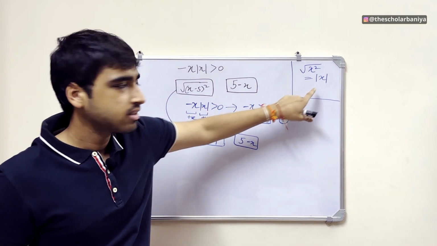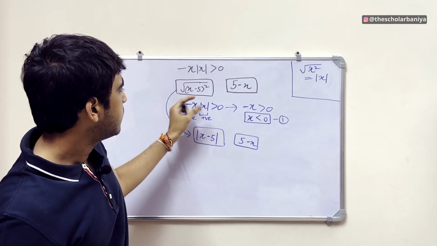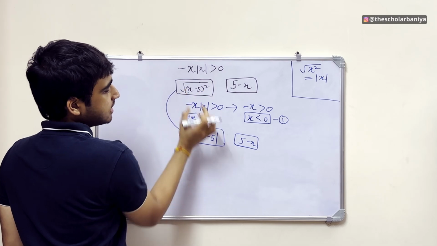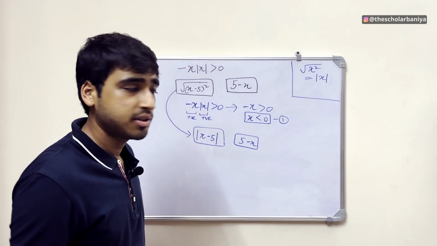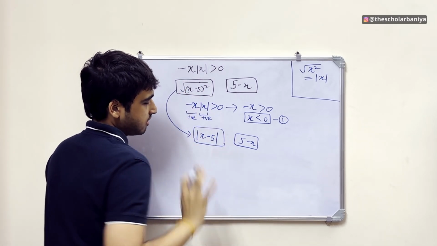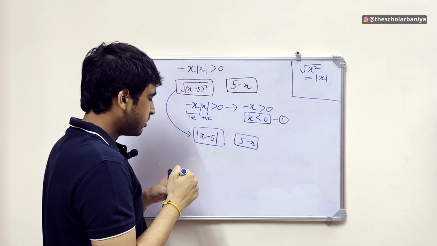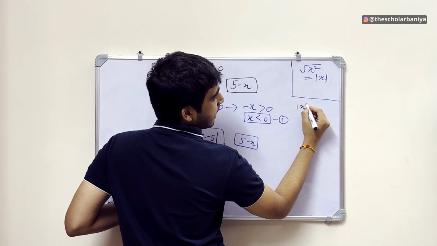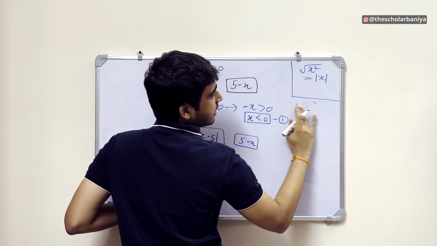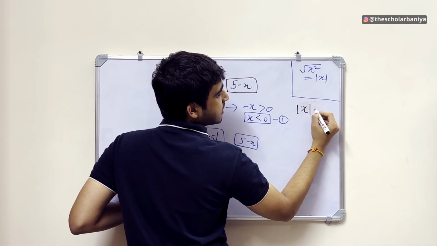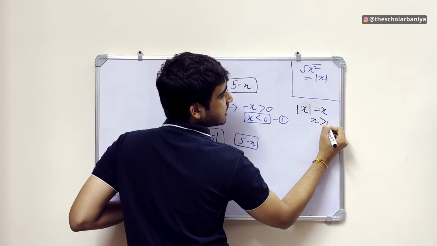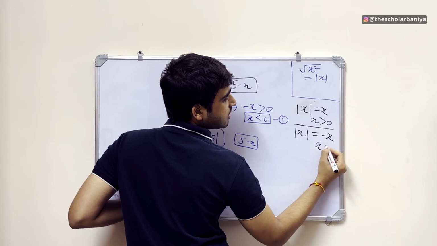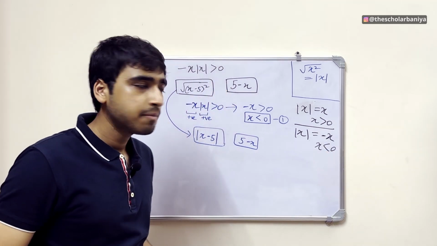Root of x square is mod x. So root of this is this. Basically you can consider this as x, so root of x square is x, so this is this. I hope this is clear. So we have to compare this and this, right? Also, I've told you this before, that mod of x is, I'll just write it a little big, mod of x is equal to x if x is greater than 0, and mod of x is equal to minus x if x is less than 0, right?